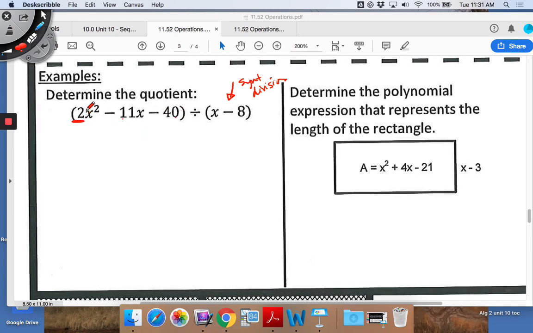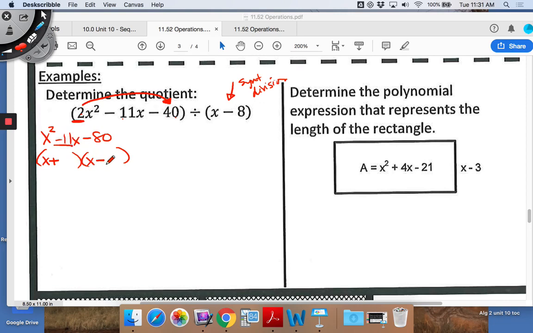So I have to use what I call bottoms up to factor this. So the way you do bottoms up is you let the back number borrow the front number. And what we do is we rewrite it as x squared minus 11x. 2 times negative 40 is negative 80. Then I factor that. So I would get x times x is x squared. I know I have to have a positive and a negative to get a negative 80 product. And I need a negative 11 as the sum.